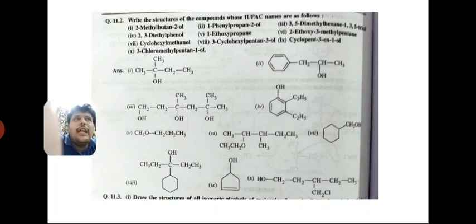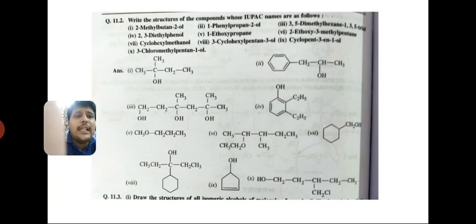So don't think that ethers always look like R-O-R, with a straight chain always visible. No, it's not like that. It depends, because I already told you that ethers are always used as prefixes, never as a suffix, okay?